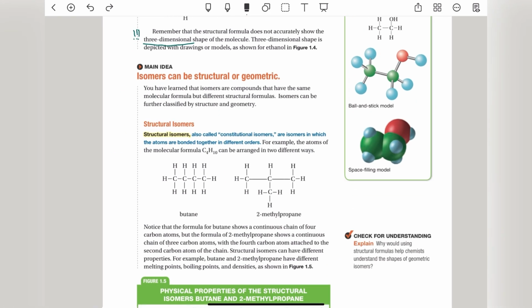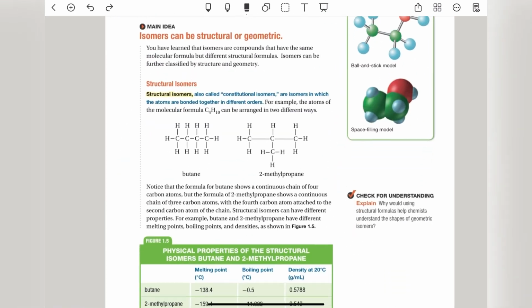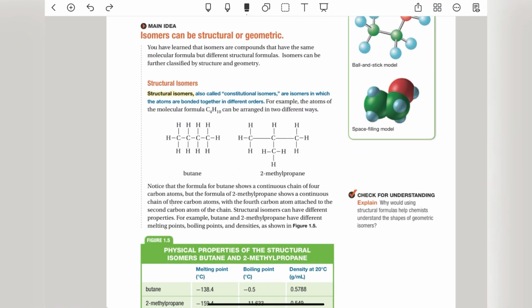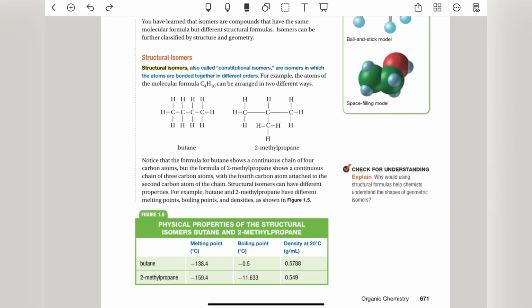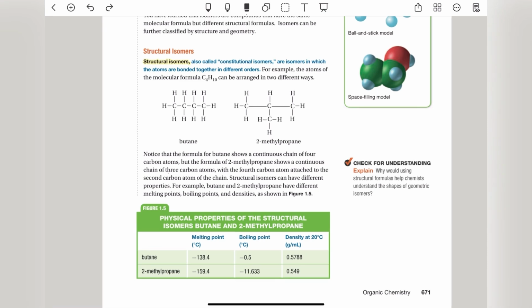I think this is our second, or is it the last main idea? I'm not sure. It's that isomers can be structural or geometric. So you have learned that isomers are compounds that have the same molecular formula but different structural formulas. Isomers can be further classified by structure and geometry. First, we're going to talk about structural isomers.